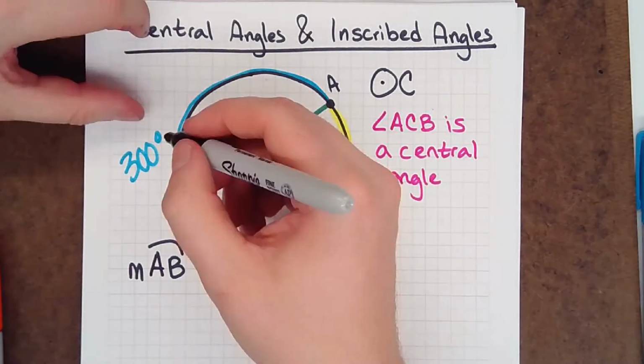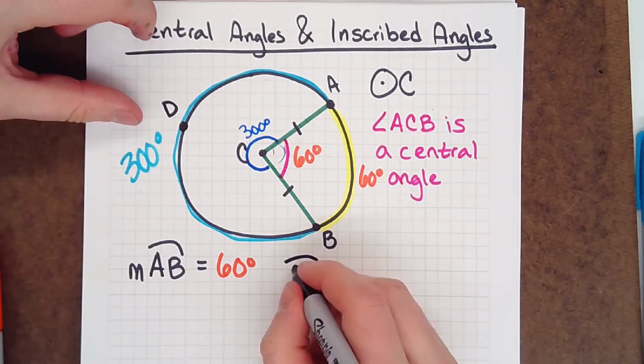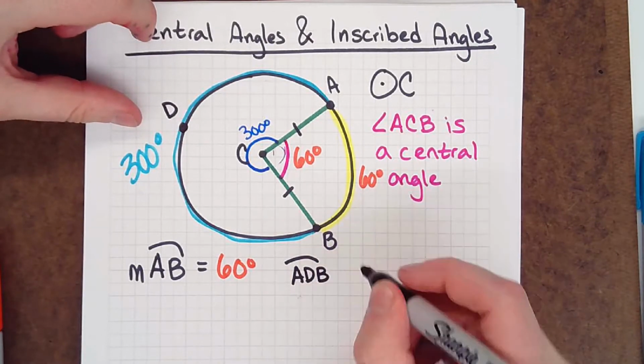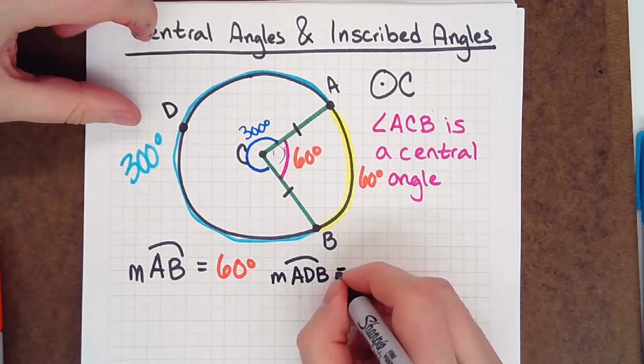Well, there's one way. We could drop another point and call it D, and then we have arc ADB, and there's only one way to connect those in order, right? The blue arc right there, and that would be 300 degrees.